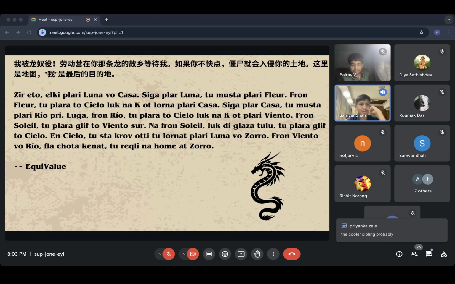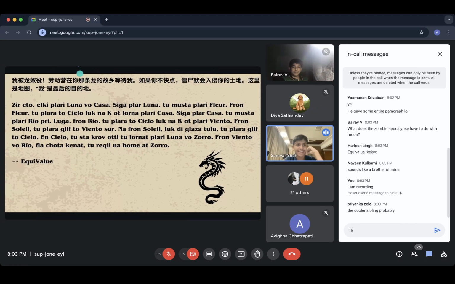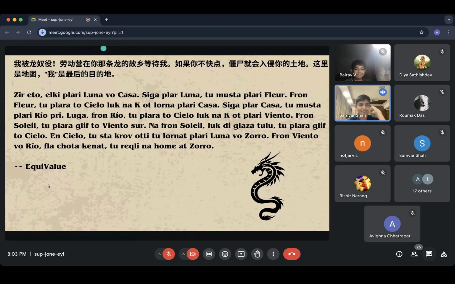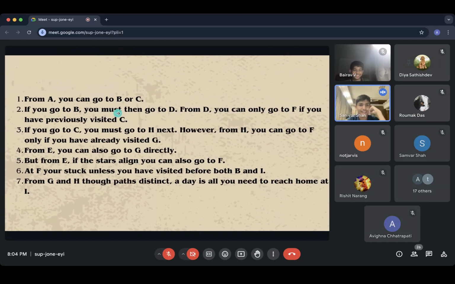So this was the scroll which was found. And luckily, this entire monstrosity of a code was decoded. And the initial part said that Equivalue is stuck in the land of the dragons. And if he is not saved inside the next week, the zombie apocalypse will spread further and further and eventually take over everything.